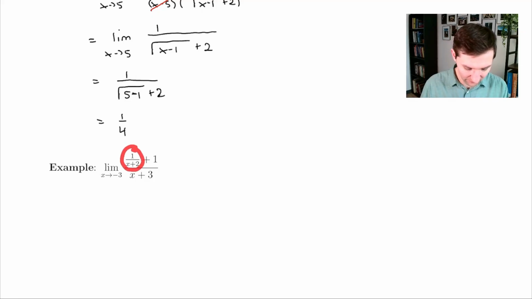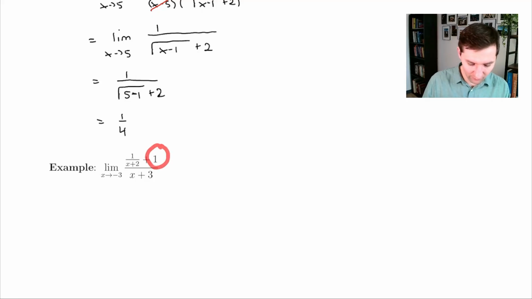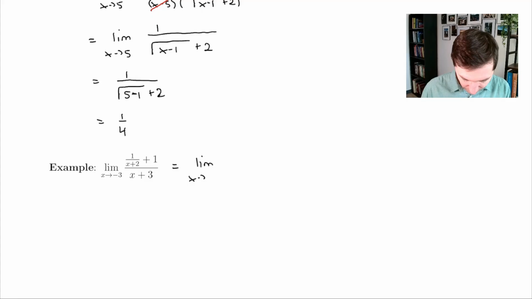At the top I have a fraction, and I have to add 1 to it. I will find a common denominator. So instead of writing 1, I will write x plus 2 divided by x plus 2. So that will give me the limit as x goes to negative 3 of 1 over x plus 2 plus x plus 2 divided by x plus 2, all of that divided by x plus 3.